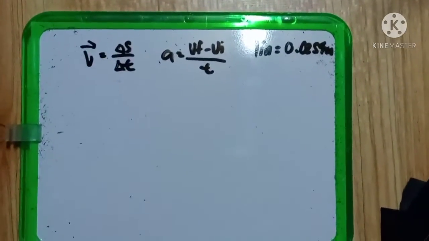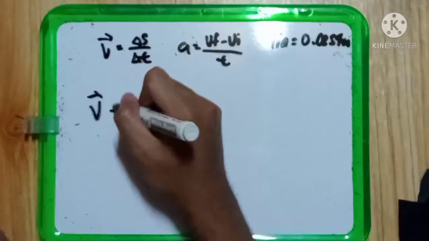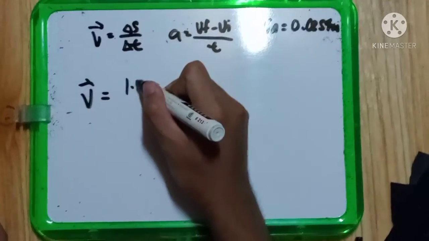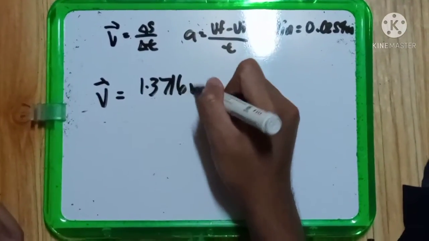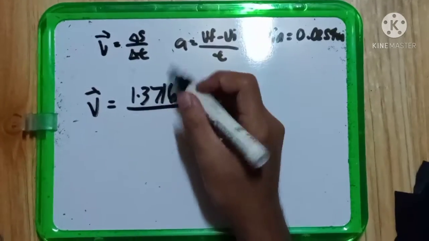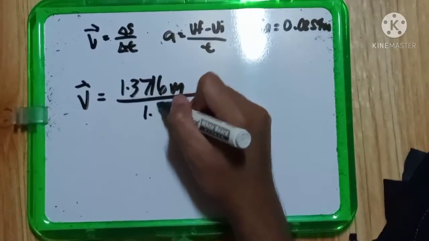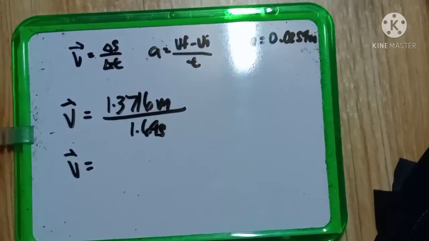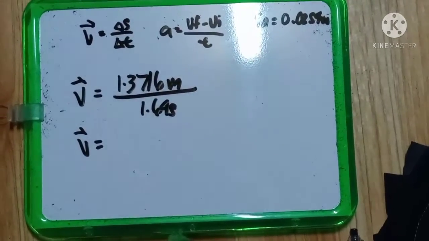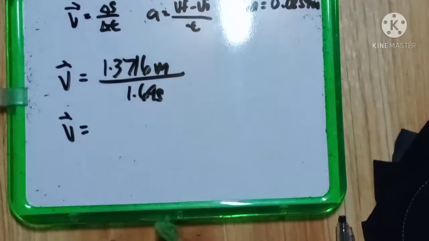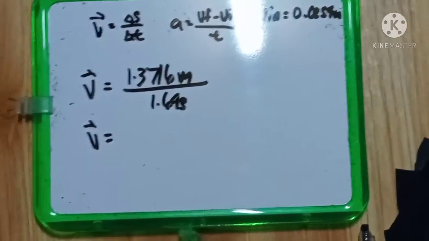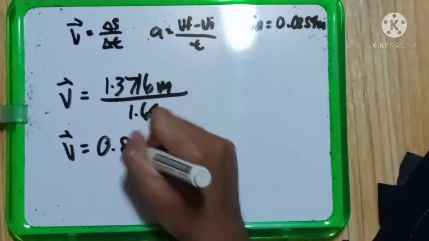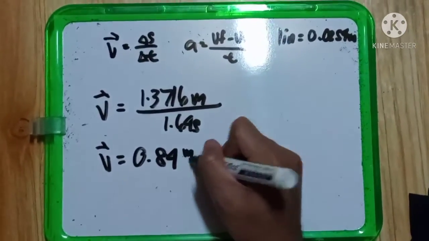Now let's find the acceleration for the ninth strip. We have the velocity equal to the displacement, which is 54 inches or 1.3716 meters divided by the change of time or the average time that we got, which is 1.64 seconds. Velocity is equal to 1.3716 divided by 1.64, 0.84 meter per second.